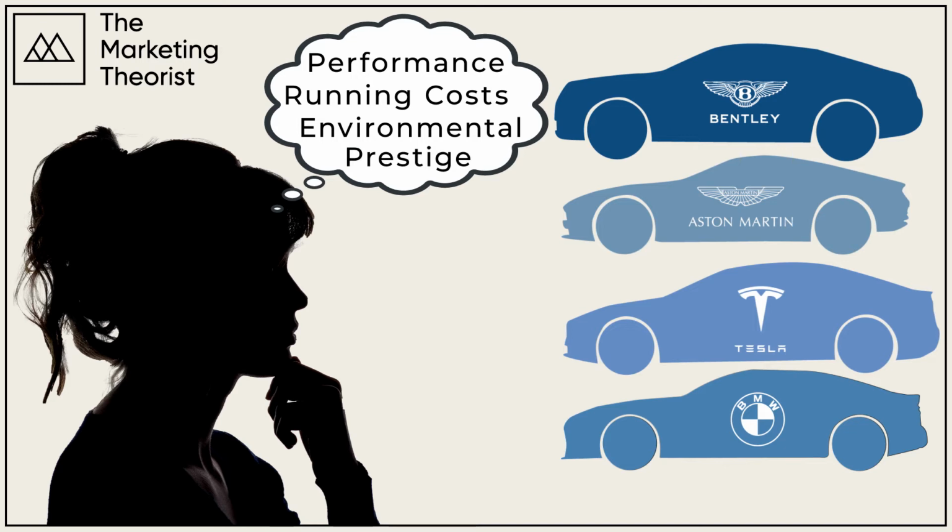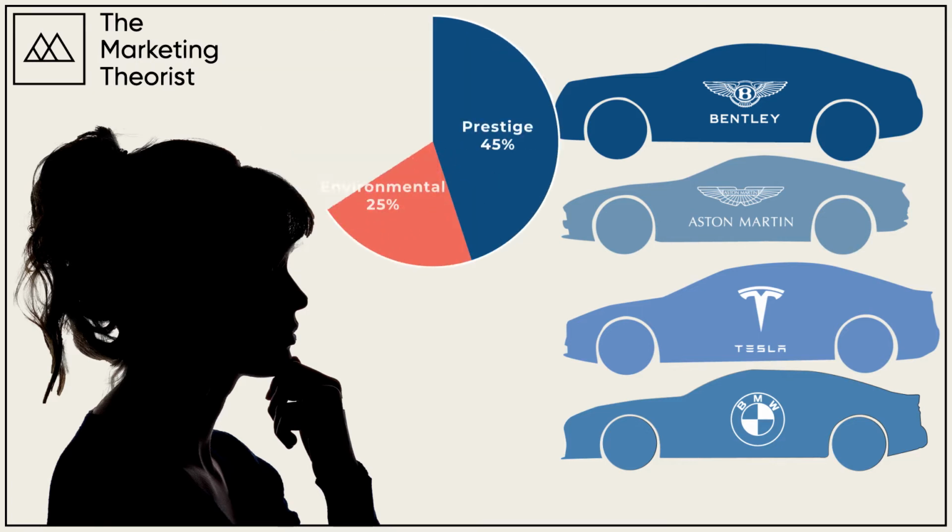Now, the tool uses a pairwise comparison to create a weight for each criterion. So in this example, prestige is the most important, accounting for 45% of the final decision, while running costs are the least important, accounting for just 14% of that decision.